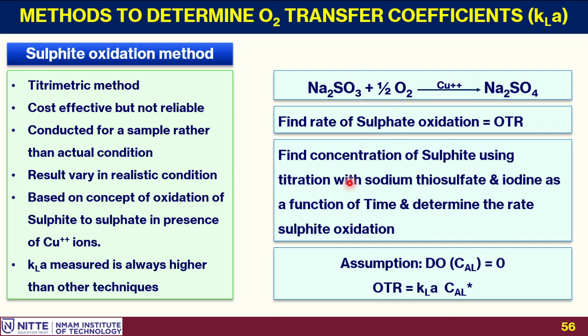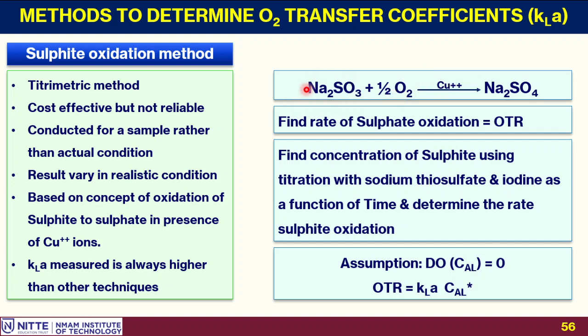You will take samples over a period of time. You'll supply oxygen for, say, 5 minutes or 10 minutes. At the end of that, you collect the sample and titrate it against sodium thiosulfate in the presence of iodine. Iodine gives you the color change. So the change from the zeroth time to the 10th minute, the difference in sodium sulfite concentration, gives you how much oxygen is consumed.